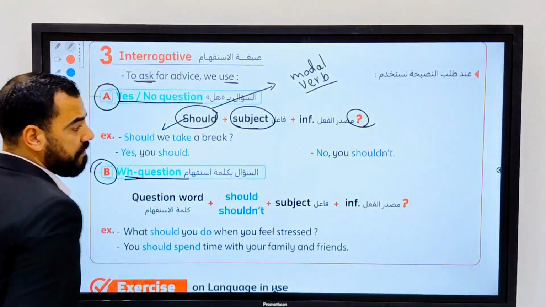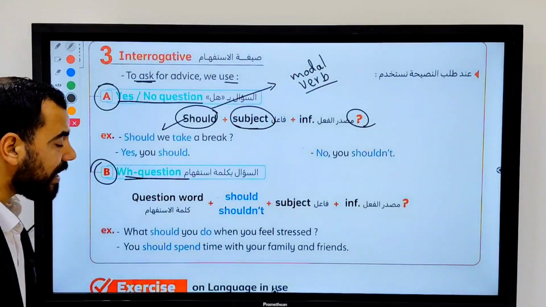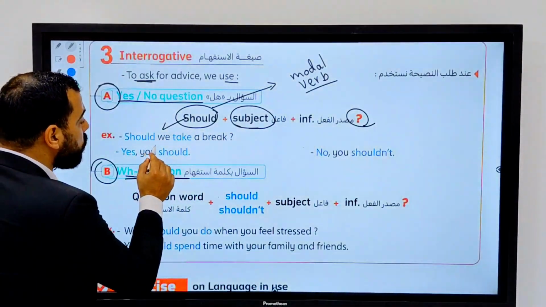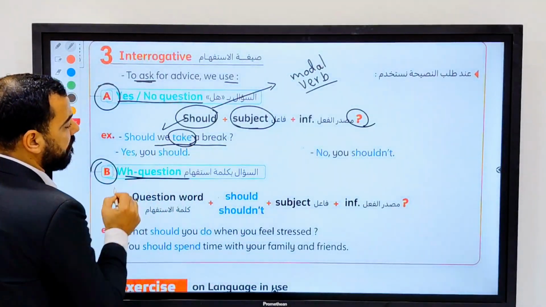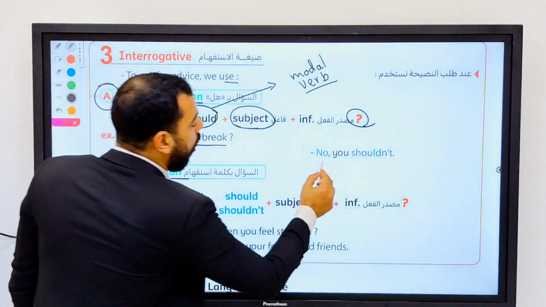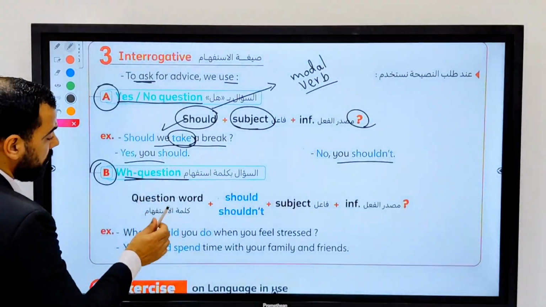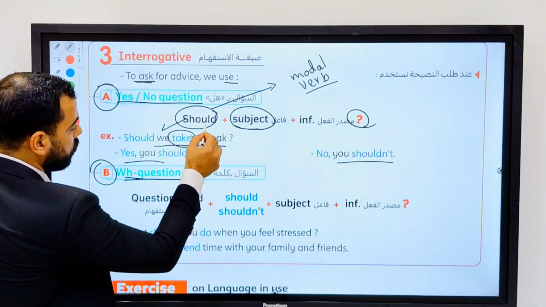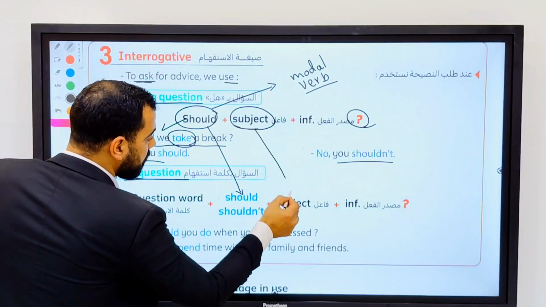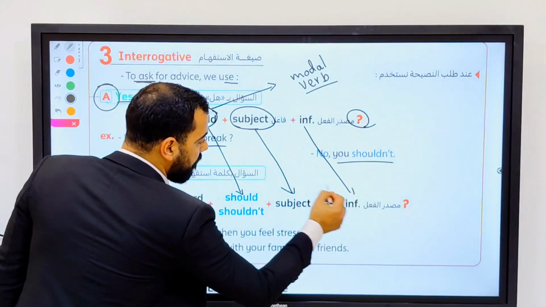Should, subject plus infinitive. For example, to ask for advice: should we take a break? Take is the infinitive as well. Yes, you should, or no, you shouldn't. Okay, for the WH question, the same structure: should, subject, infinitive.